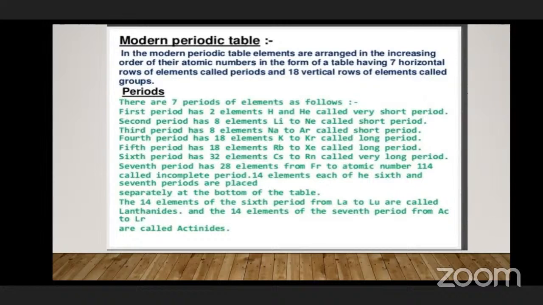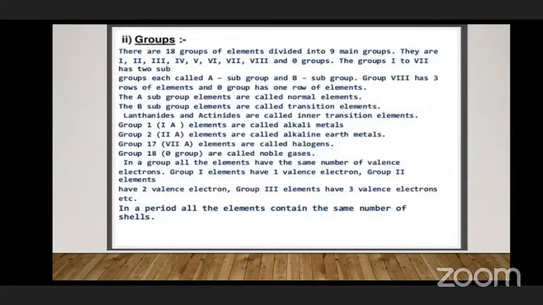This is the information regarding the periods: how they are constructed, what elements they have, how the number of electrons increases, and how the shell changes period by period. I think you got a clear idea regarding the periods. Now we are going to discuss groups itself.